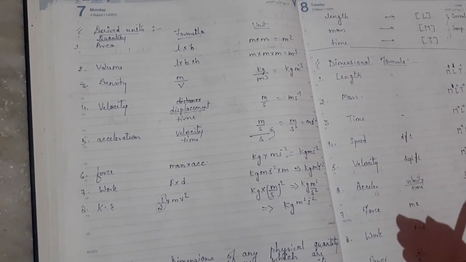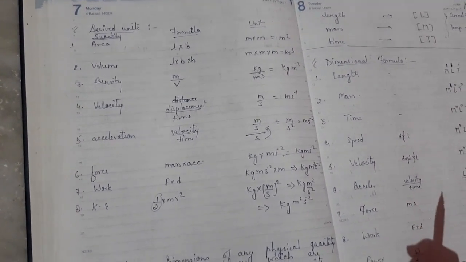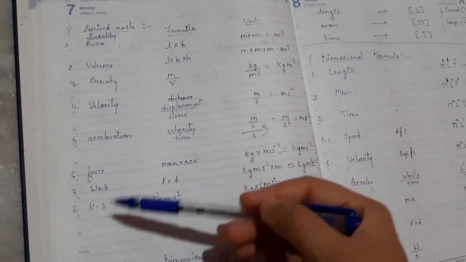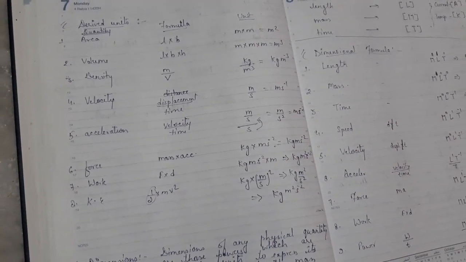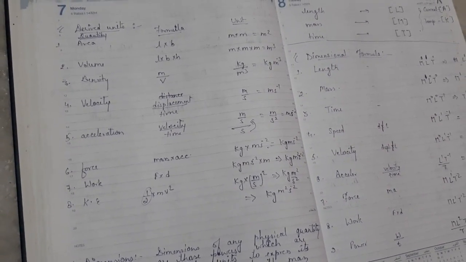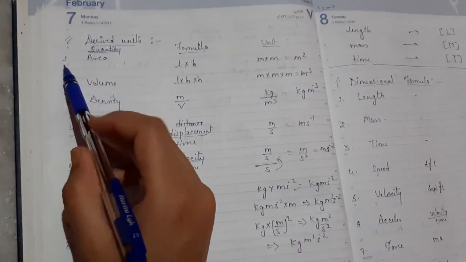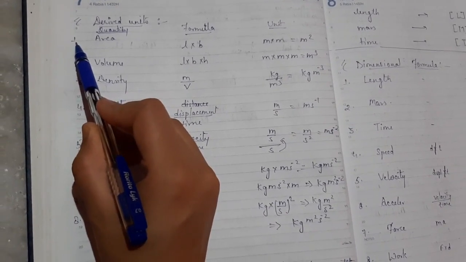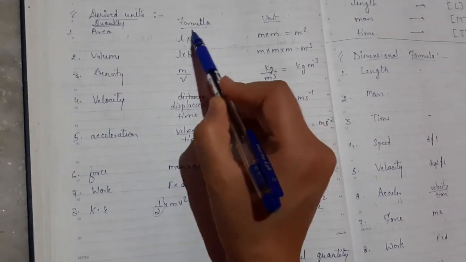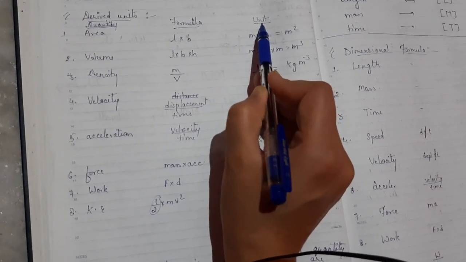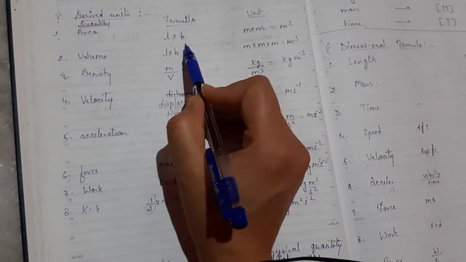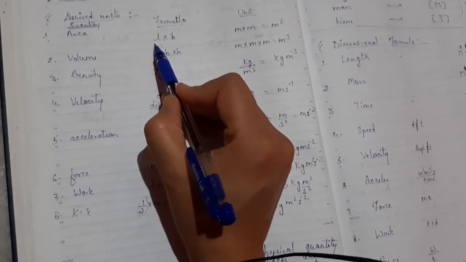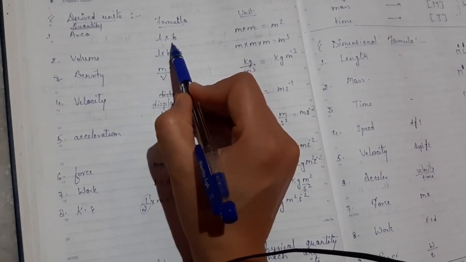As we learned, what are derived units? Derived units are those units which are made from fundamental units. Here I am going to write some units, and with the help of this topic you can easily make any other units. The first one is the quantity area. Here I am writing the formula and then we will make the unit. We know that the formula of area is length into breadth. Length is measured in meter, breadth is also measured in meter.